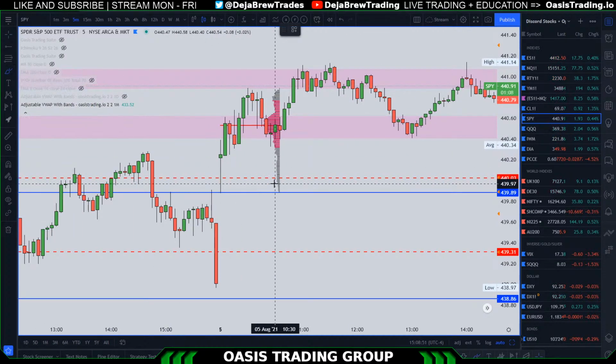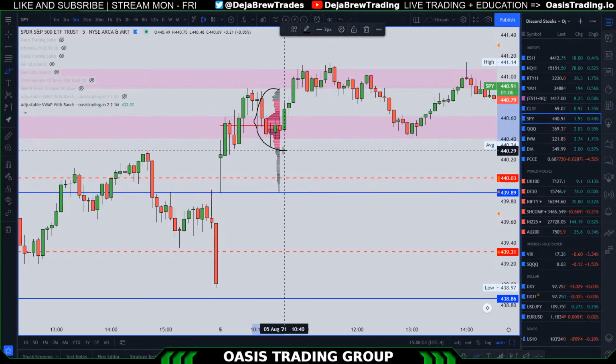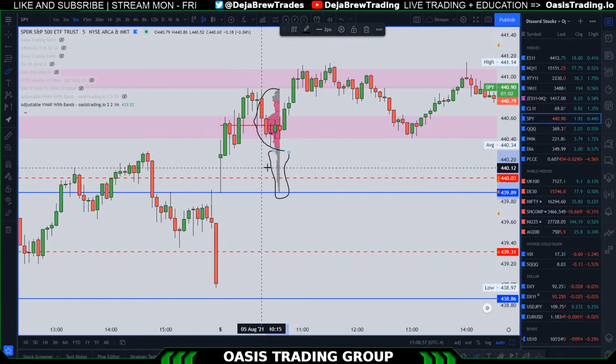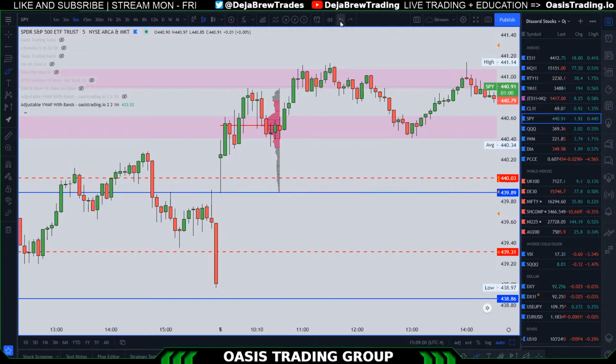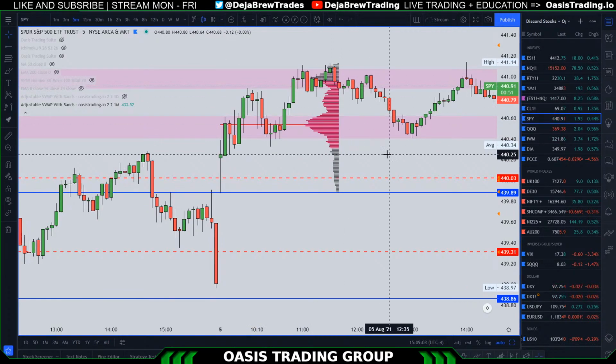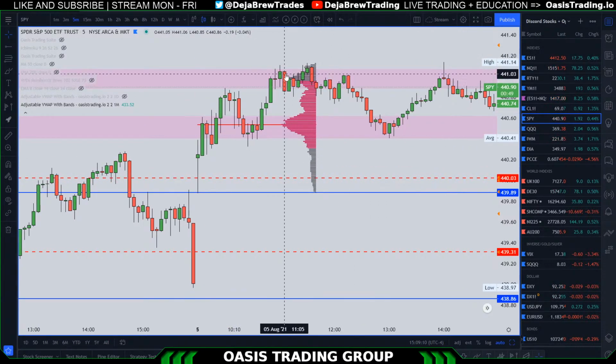The initial balance is D-shaped as well. You do have a long tail, but that's mainly just from the gap up. Then we have, let's push this out. We have a continuation of that D shape, a little bit of resistance coming in on the high.